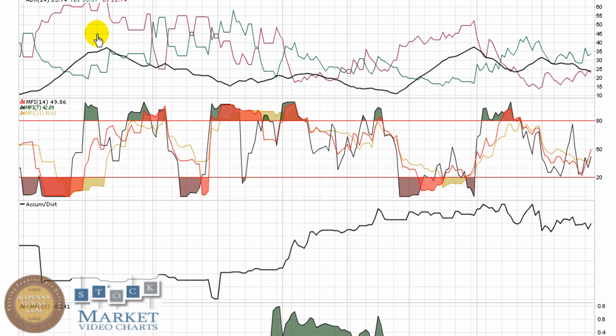MFI is in a nice position for a move. You can see it's clearly retraced. Right now it's still in a bearish position. When it's down below 50, we reference that as being bearish, and that's because the downtrend is going on with the price per share right now while it's consolidating.